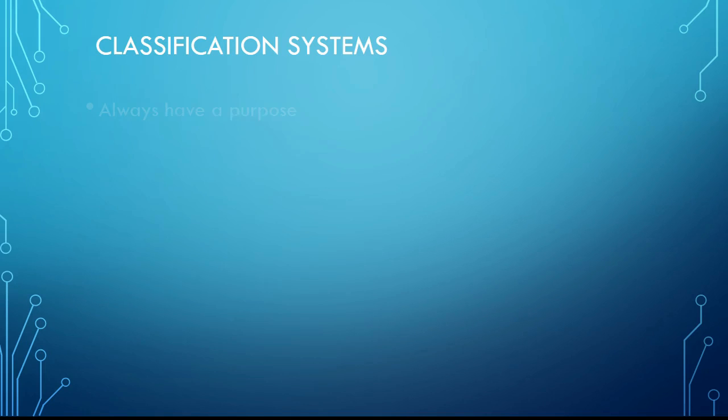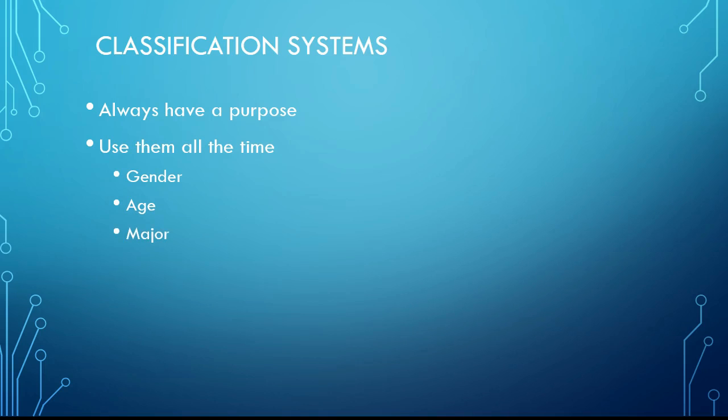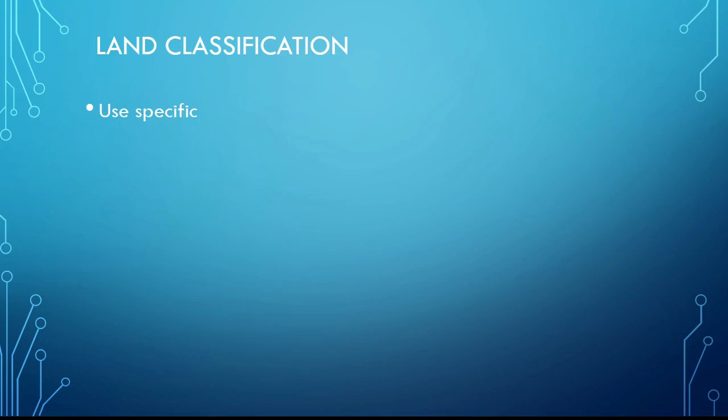Classification systems, we use them all the time and they always have a purpose. For instance, you might classify people according to their gender, or their age, or their major, or the year they are in school. Or you could think about foods and group them into proteins and fats and vegetables. So you're well familiar with classification systems. Now we're just going to talk about them in the context of soil.